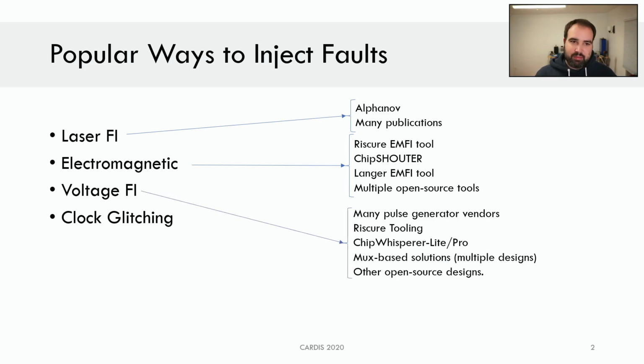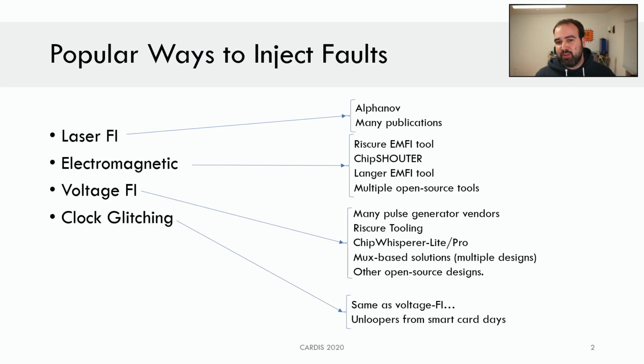You have many vendors of the tools. You have many examples of it that stretch back 20 years basically of doing voltage fault injection. Very active method, very useful. And finally, clock fault injection, same almost as voltage fault injection. It's been around for a while. It's used extensively in real life and in academic publications. And it even goes back to the unloopers from smart cards. So there are tons of examples of all of these four ways.